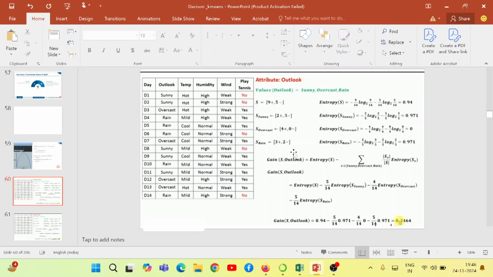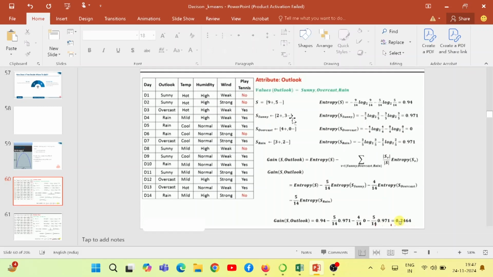Now we have to find out the information gain. So we have to use this formula: the entropy of the entire sample space minus the summation of the entropy with respect to these values, which we have to put over here. Now I have substituted all the values, and this will return the value 0.2464, right?